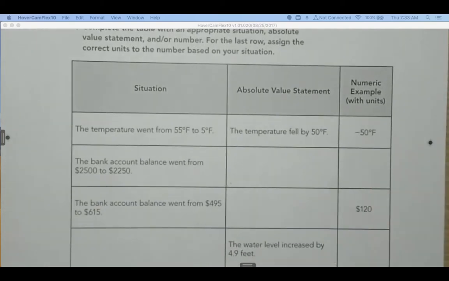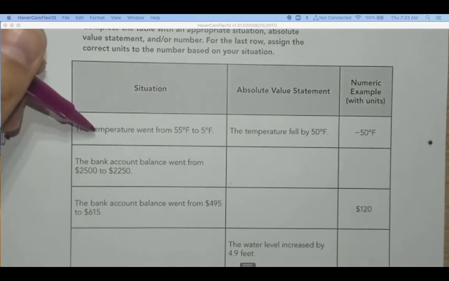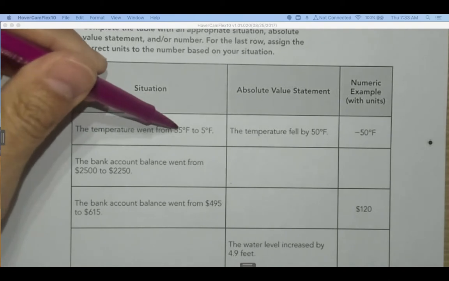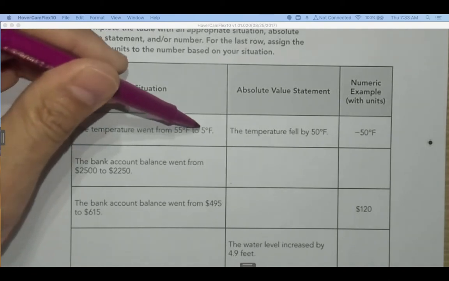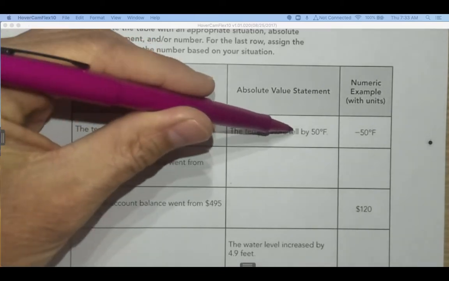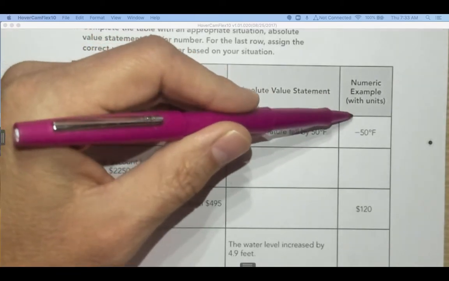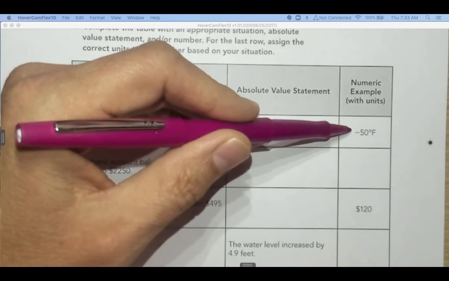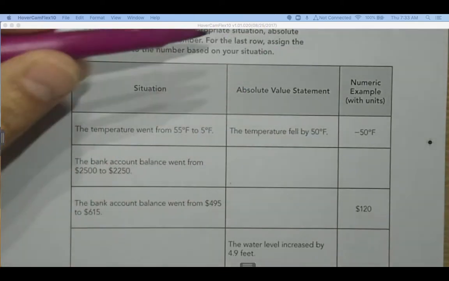So the first one they did for us here, the temperature fell from 55 degrees Fahrenheit to 5 degrees Fahrenheit. The temperature fell by 50 degrees Fahrenheit. Numeric example with units, minus 50 degrees Fahrenheit.